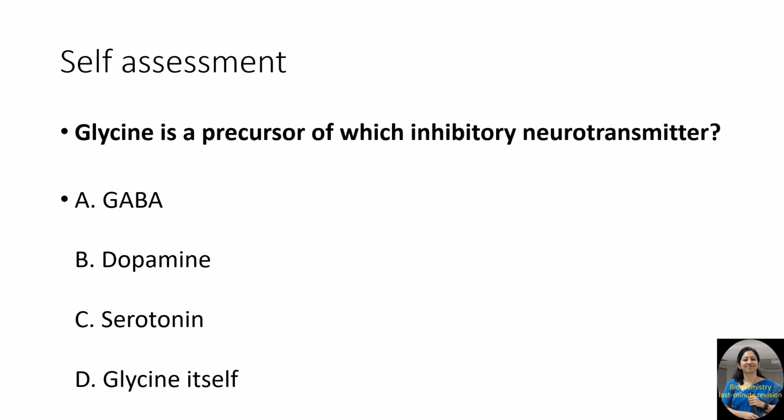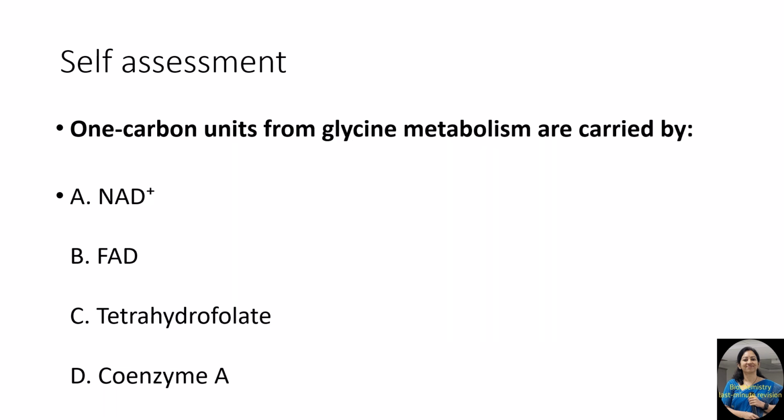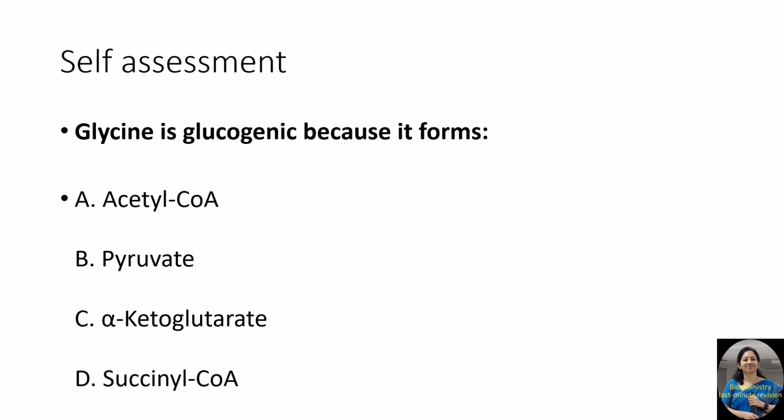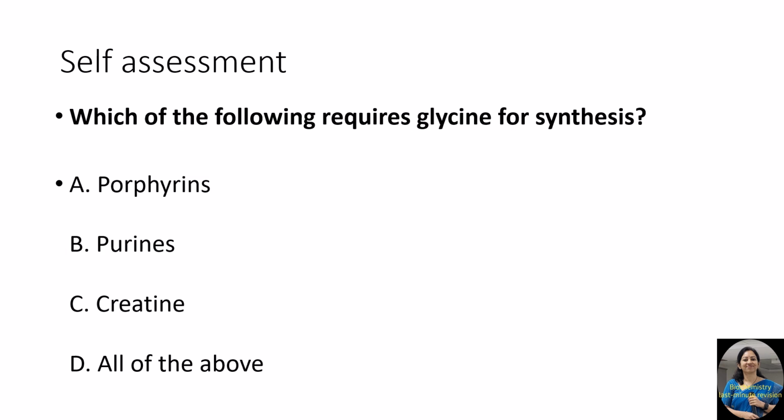Glycine is a precursor of which inhibitory neurotransmitter? 3, 2, 1, and the answer is glycine itself, because it's an inhibitory neurotransmitter which acts by opening the chloride channel, bringing about membrane hyperpolarization. One carbon units from glycine metabolism are carried by, 3, 2, 1, and the answer is tetrahydrofolate. Glycine is glucogenic because it forms, 3, 2, 1, pyruvate, and pyruvate forms glucose by the gluconeogenic pathway.